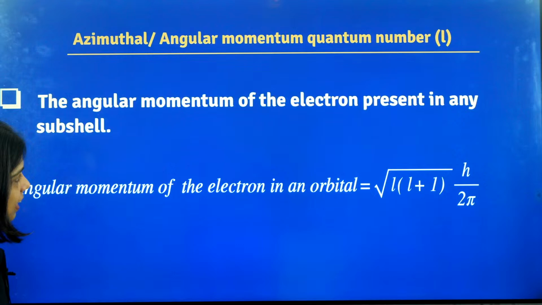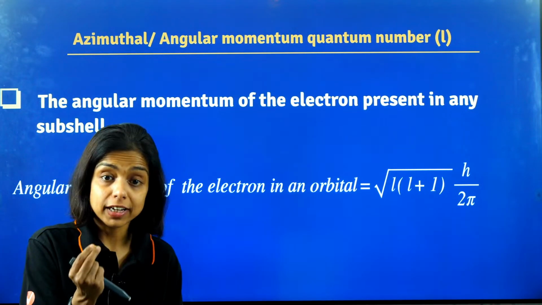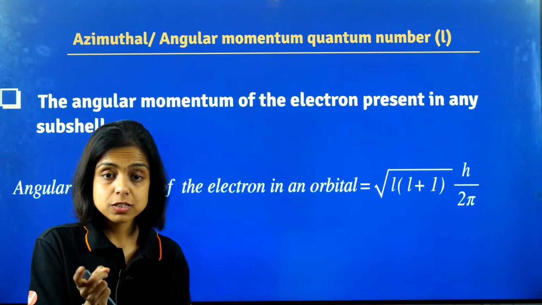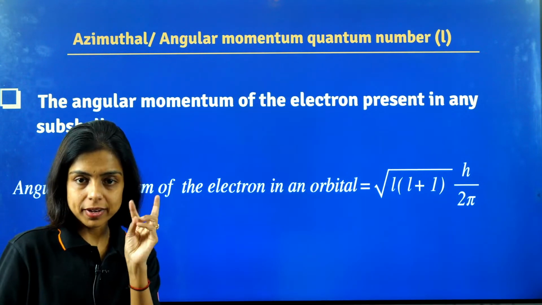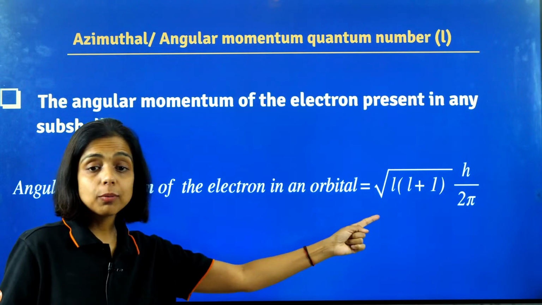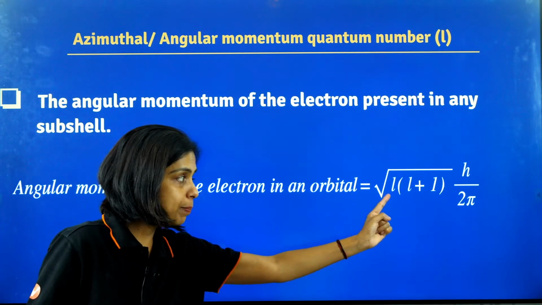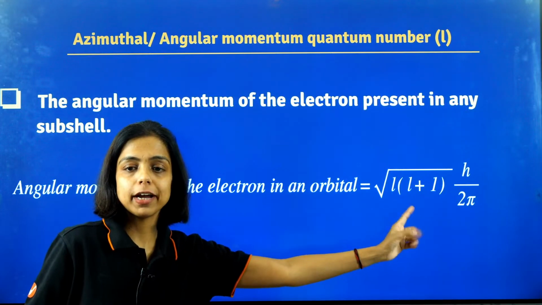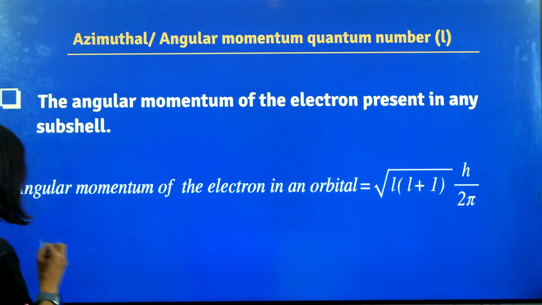Got it guys? Yes. So this L value, if you know the L value, you can calculate the angular momentum, because the electron is spinning also, right? The angular momentum of an electron: this is the formula, the square root of L times L plus 1, times h, where h is Planck's constant, divided by 2 pi. Many times questions have been asked on this. Let me give you an example.